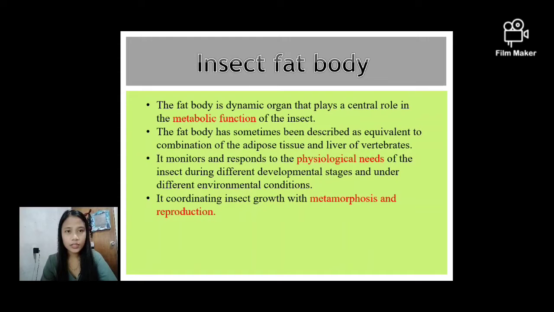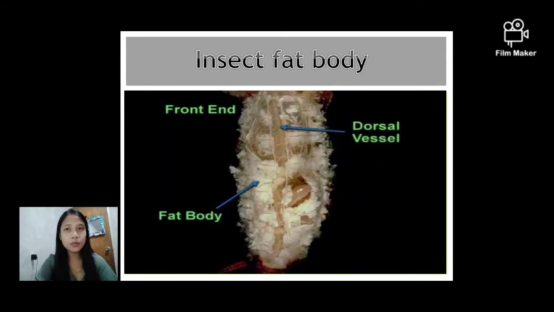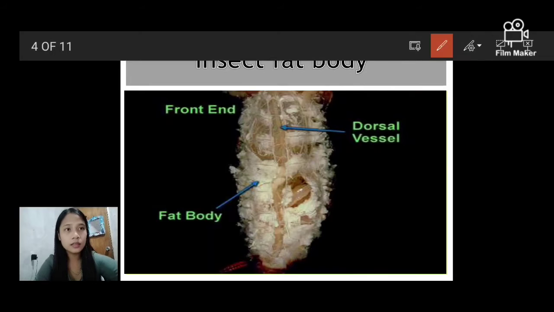Next, coordinating insect growth with metamorphosis and reproduction. It shows here how egg to adult undergoes. This is the example where we can find the fat body of an insect. Here.